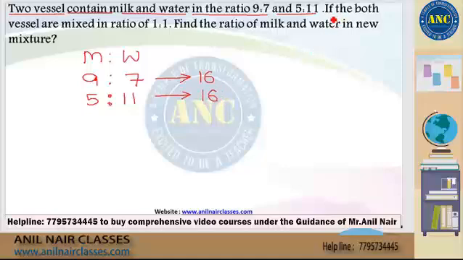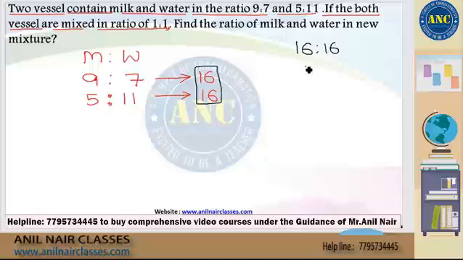Now read the next statement. If both vessels are mixed in the ratio 1:1, find the ratio of milk and water in the new mixture. Both vessels should be mixed in the ratio 1:1. 16:16 is nothing but equal to 1:1, because they are already in the ratio 1:1, you don't need to calculate anything else, but you need to calculate the final ratio of milk and water.